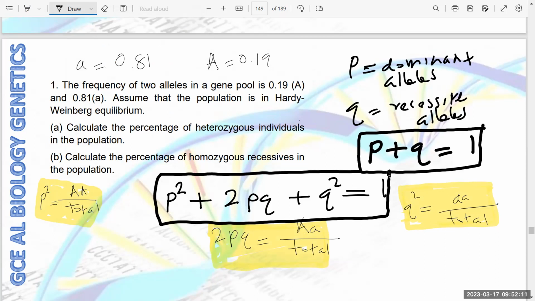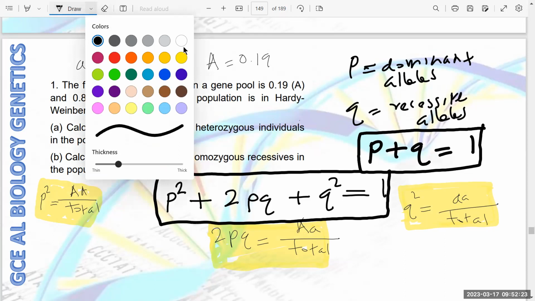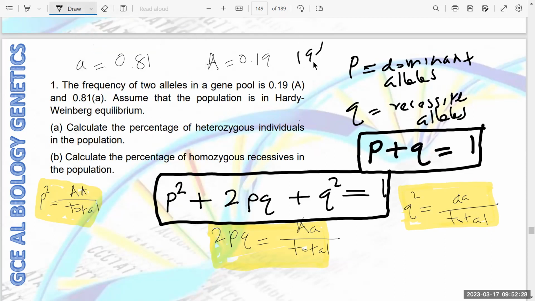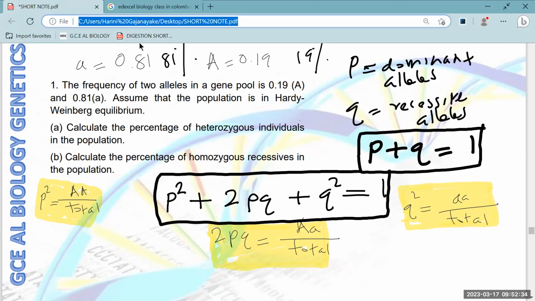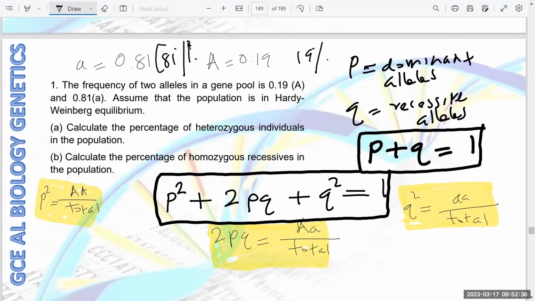Okay, now let's calculate the first one. Calculate the percentage of heterozygous individuals in the population. Now these numbers we can rewrite as a percentage. So percentage means, for example, 19%, and this one is 81%. This is another way of expressing this number.